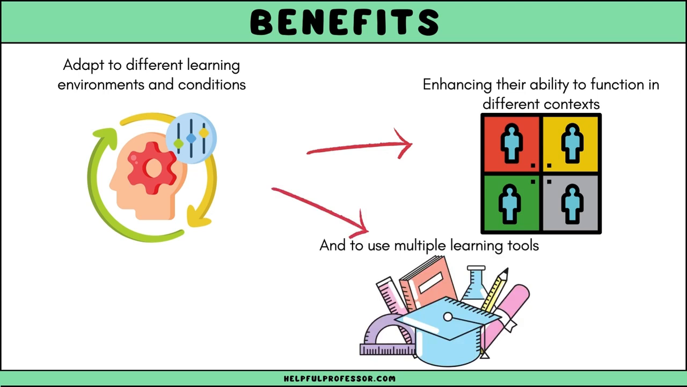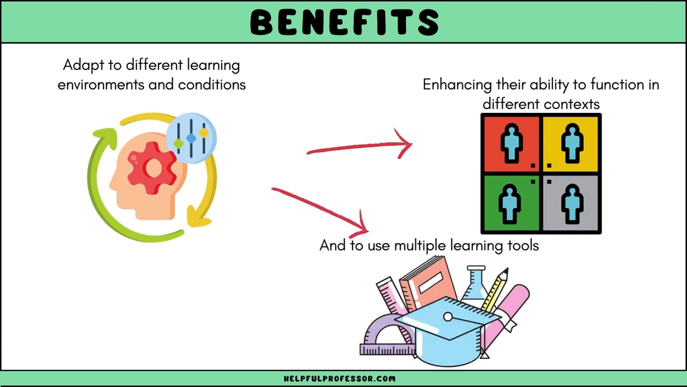The screen is divided into two main halves, with a red arrow pointing from left to right. On the left, there is a circular green arrow surrounding a pink human head profile. Inside the head is a red gear, representing thinking or processing. This is labeled Adapt to Different Learning Environments and Conditions.